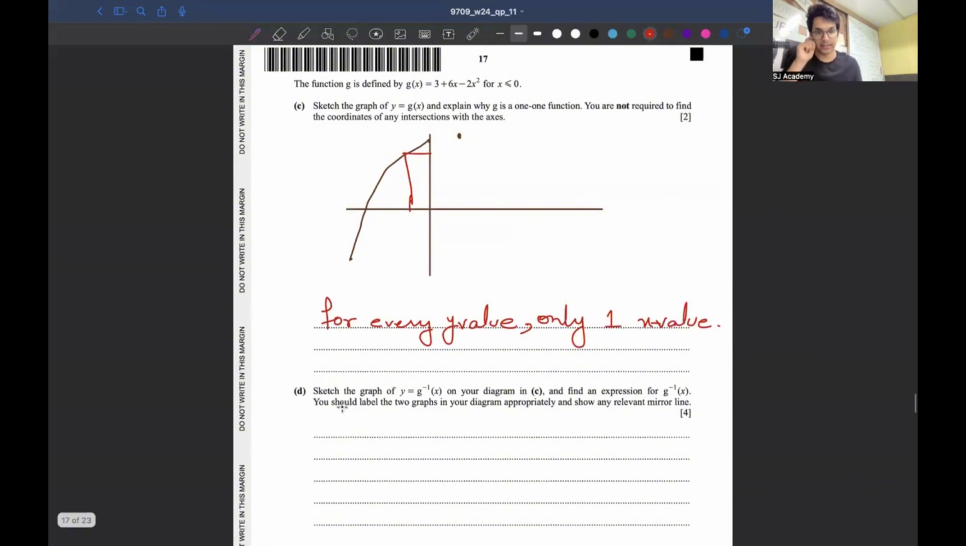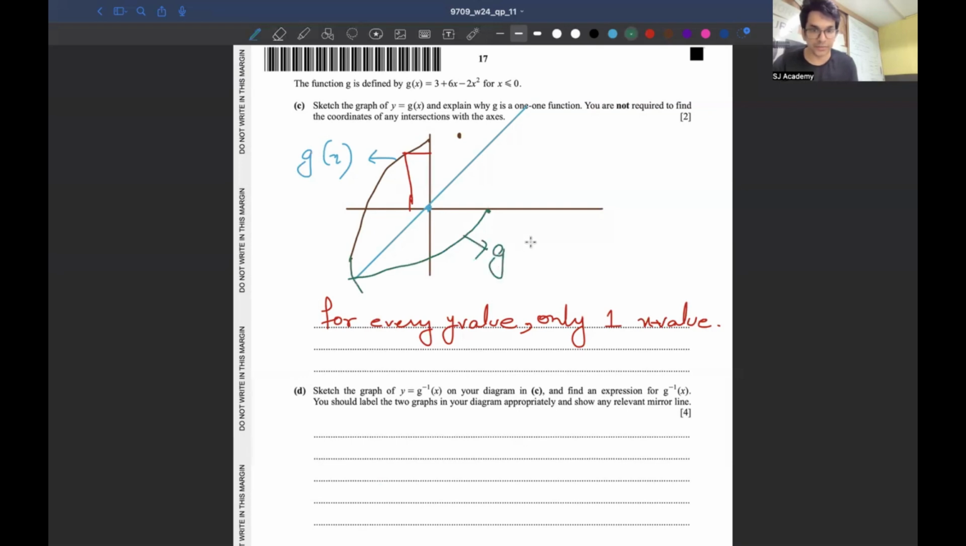In part D, it says sketch the graph of y equals g inverse of x. Now, the inverse function is basically a reflection of the same graph in the line y equals x. So in the first step, we'll make the line y equals x. Okay, so let's say this is passing through the origin. This is the function g of x. And then to make the graph, this point will be reflected over here. We can use a different color over here. And once we reflect it over here, this graph will be like this. So this will be the graph of g inverse of x.